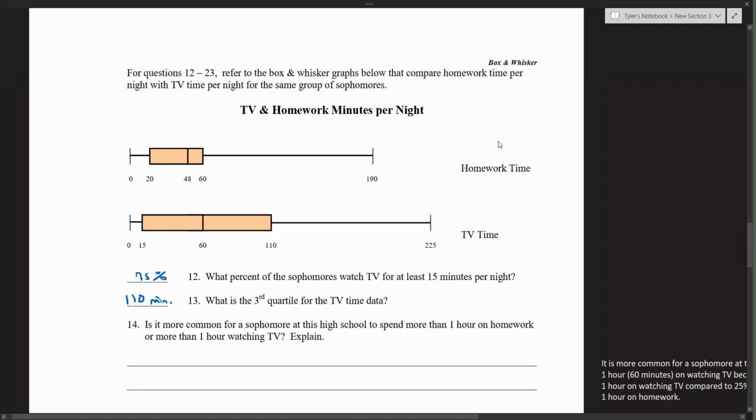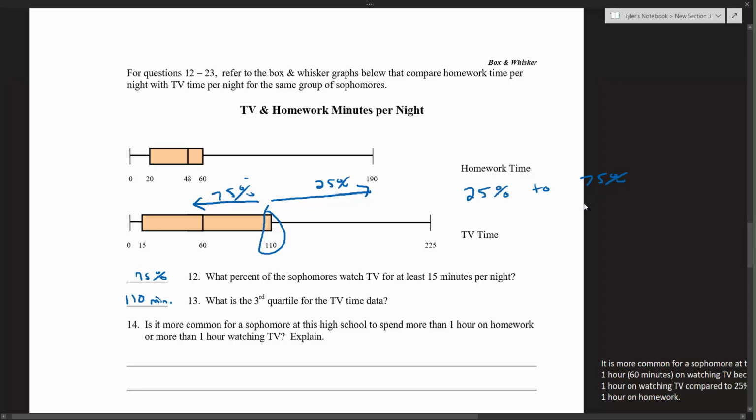So what we're looking at is 110 for the TV time. There's 25% of the data to the left or to the right of this, and then to the left there's 75% of the data. So what we're doing is making a ratio of those who spend more to those who spend less. In other words, we'd have 25% to 75% as my ratio.